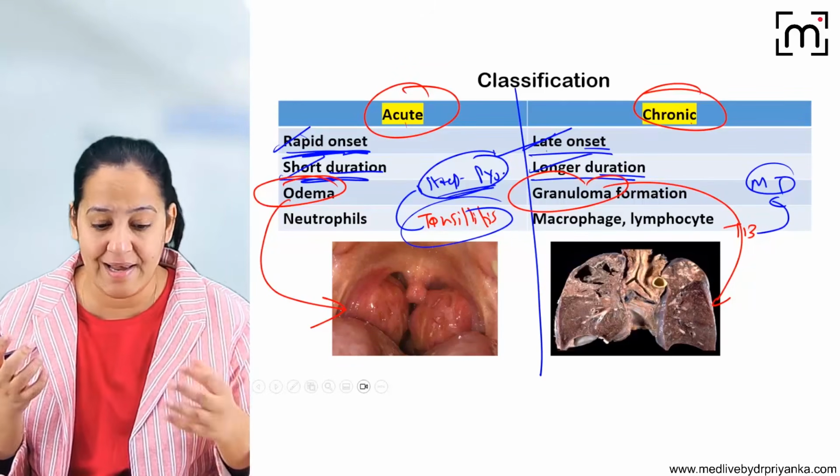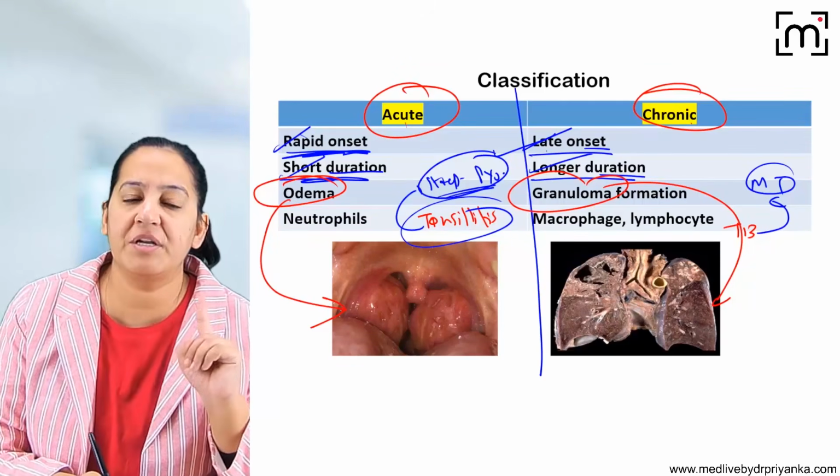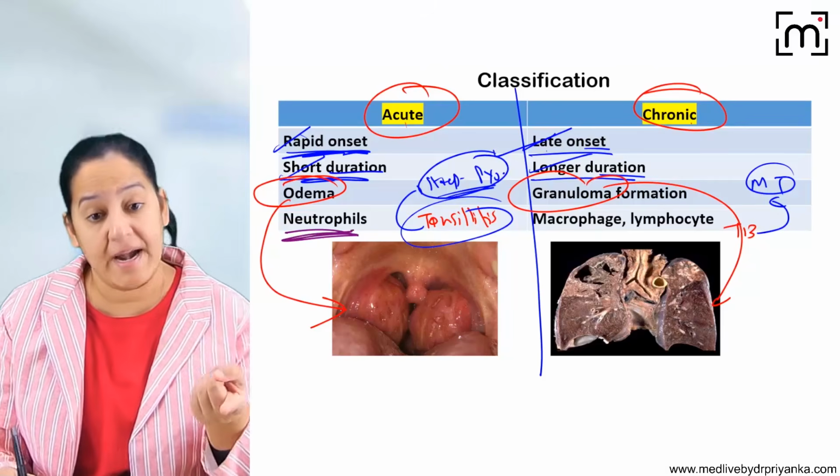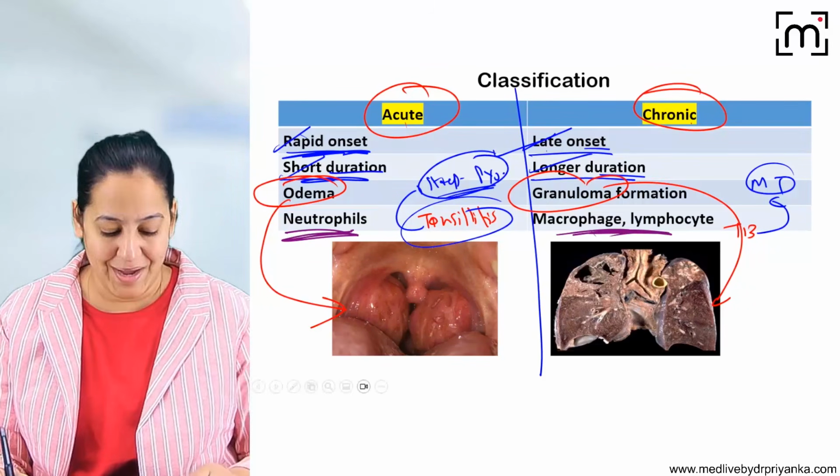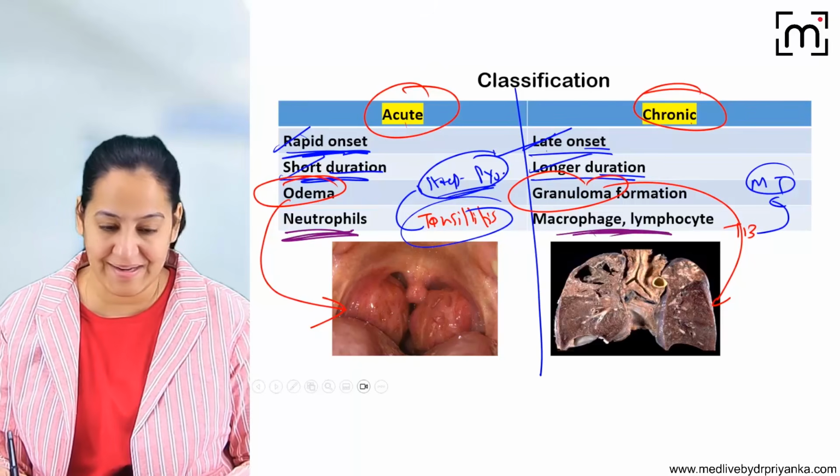Tell me the important cell in each of them. In acute inflammation, the most important cell is the neutrophil. And in chronic inflammation, the most important cells are the macrophage and lymphocyte. So I hope you got the differences between acute and chronic inflammation.